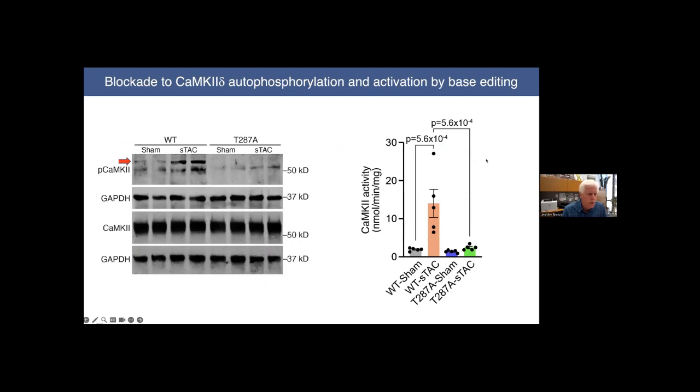So we looked more deeply. Here's the autophosphorylation of threonine 287 as detected with an antibody against that phosphorylated residue of CAMK2. And here you can see in the threonine 287 to A base edited mice that hyperphosphorylation of the target threonine 287 is prevented. And here you can see a quantification of CAM kinase activity measured in cardiac extracts is diminished in response to base editing of that single nucleotide within that codon.